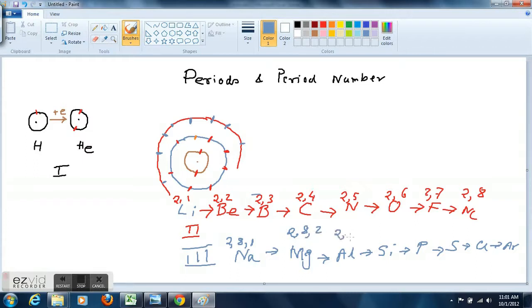Now let me write the electronic configuration. For aluminium 2, 8, 3, silicon 2, 8, 4, phosphorus 2, 8, 5, sulfur 2, 8, 6, chlorine 2, 8, 7, and argon 2, 8, 8. So that's about period 3, which has 3 shells.